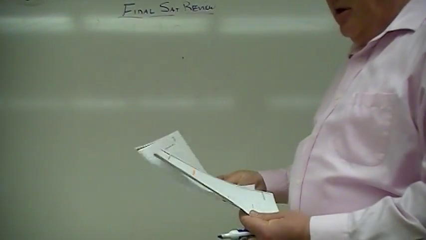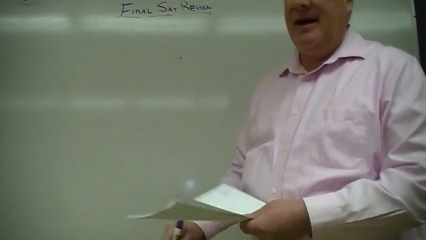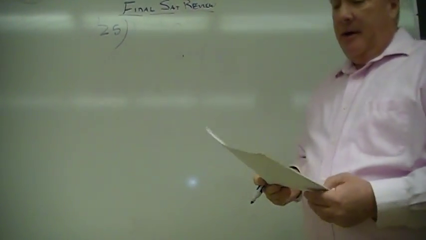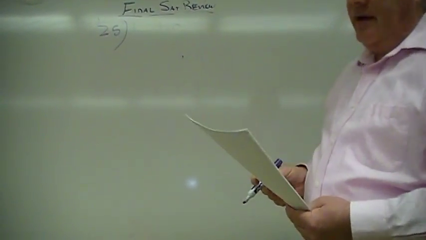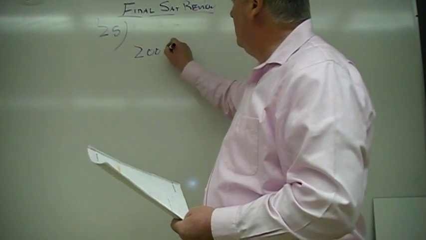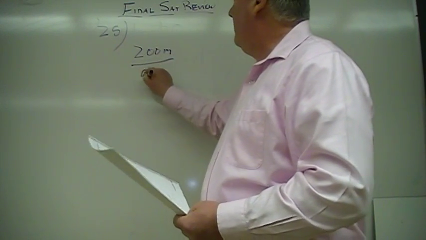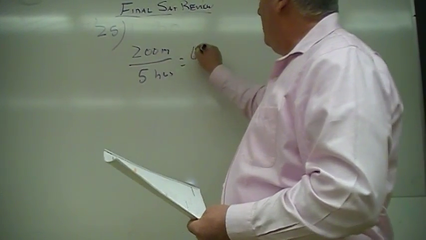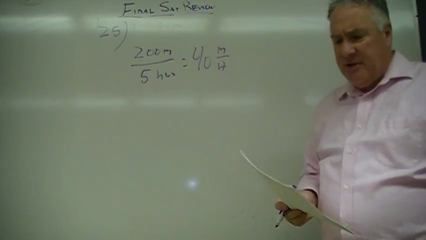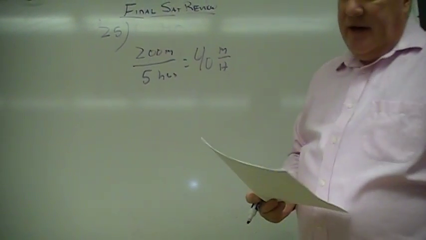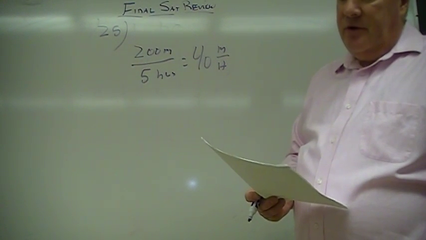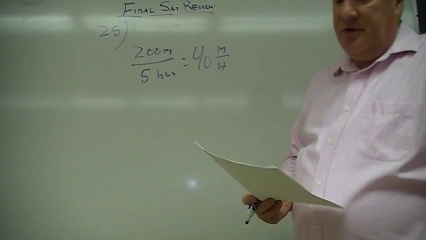Next one we're going to work on, number 25. Driving 200 miles in 5 hours. 200 miles, 5 hours, 40 miles per hour. That's the rate. Now it says by driving an average of 10 miles an hour faster, how many hours could it save?